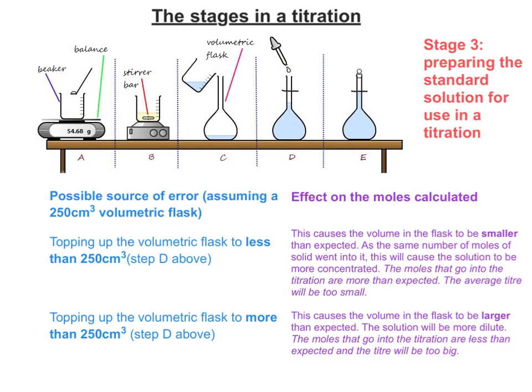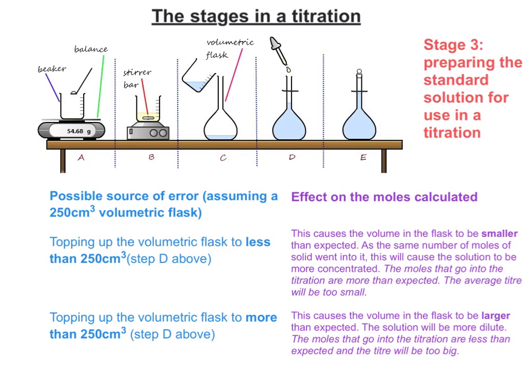So if you have a concentration in your volumetric flask that is actually inaccurate, what's going to happen is that's going to affect the size of the titre. The titre will either be too small if there's too many moles, or too big if there's too few.